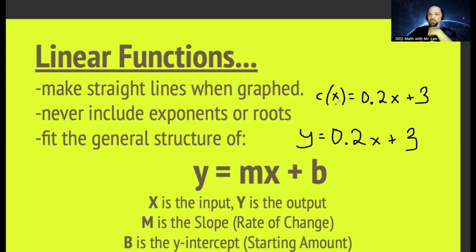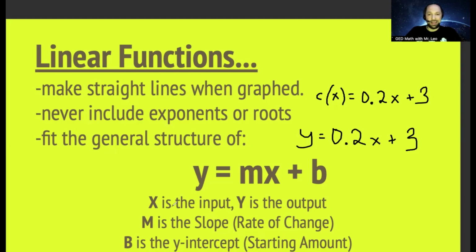Look at these two functions that I wrote just here. Can you see how they are the same? The only thing different is the label. This is labeled y. That's a generic letter for the output. This is labeled c of x, meaning the cost being applied to the function. You'll notice here, though, the multiplier in both cases is 0.2. That's also known as the slope. Plus 3 is the same, that's the constant.